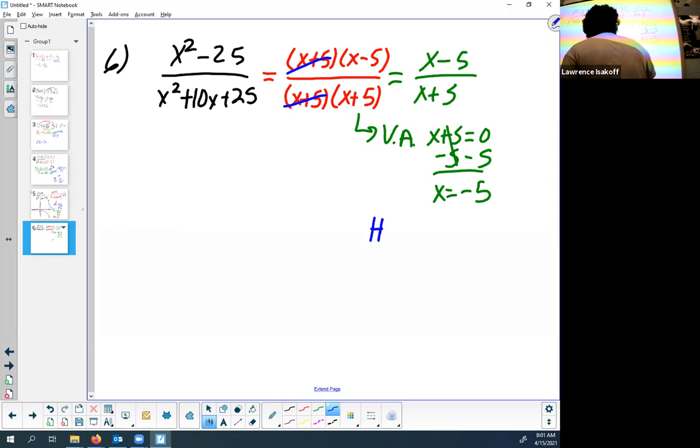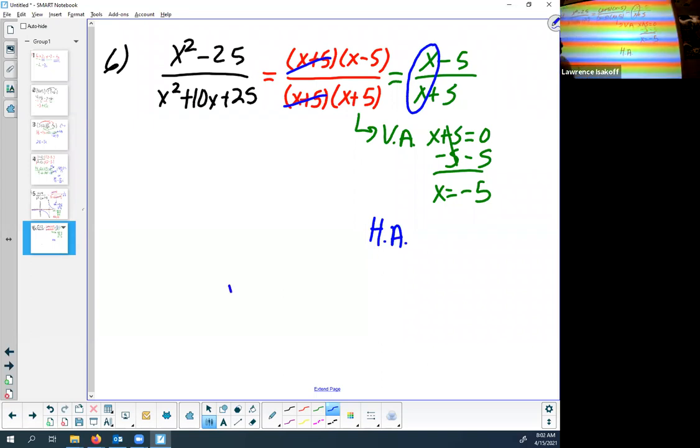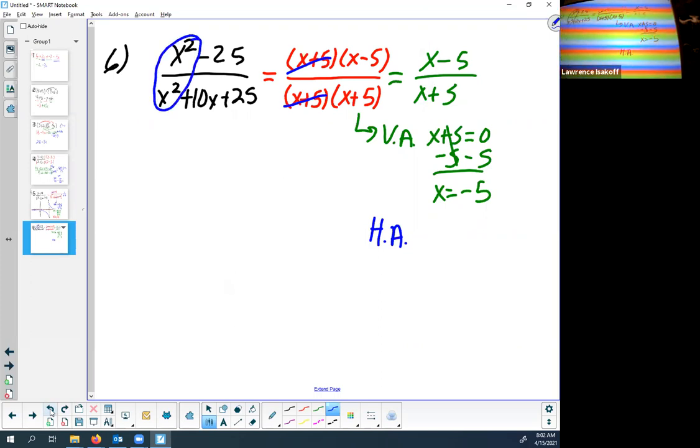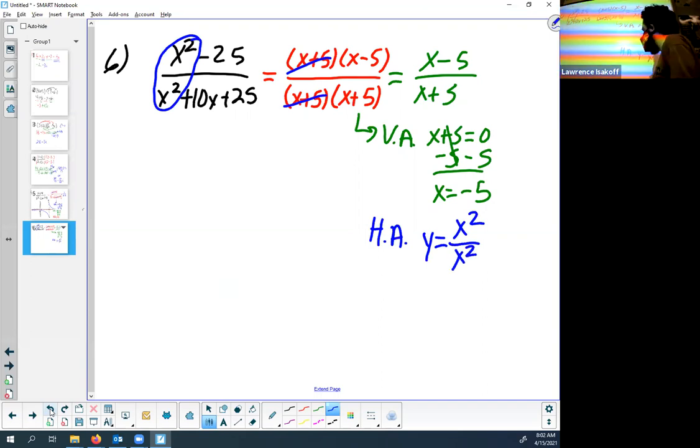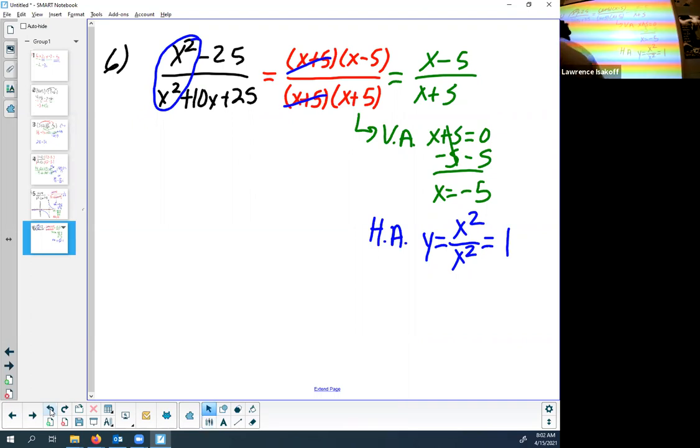Now my horizontal asymptote, what I want to do is look at these. These are the same power. Actually, sorry, let me go back to the original. It really doesn't matter if you're looking at the original or the reduced, but I'll go all the way back to the original just in case there was an error in there. x squared and x squared, they're the same power, right? So I can think of this as y is equal to x squared divided by x squared. Well, x squared divided by x squared, that's just 1. That's my horizontal asymptote.